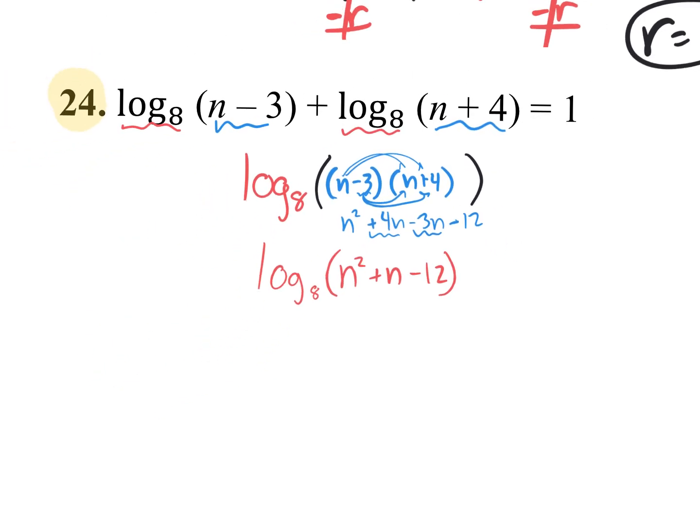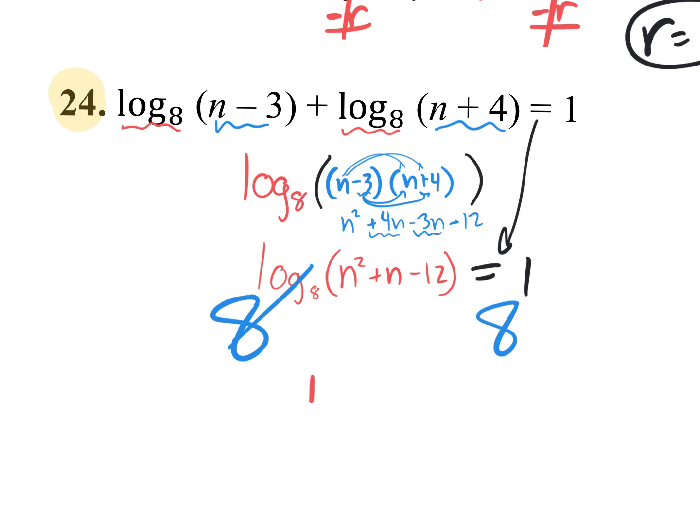We've condensed with the product property. Get it? Good. And that's the left side of the equal sign. The right side has a simple, beautiful 1. And we could get rid of now the log base 8. How? By raising it to become the power of base 8. Base 8 cancels out. We now have n squared plus n minus 12 equals 8 to the 1, which is 8.